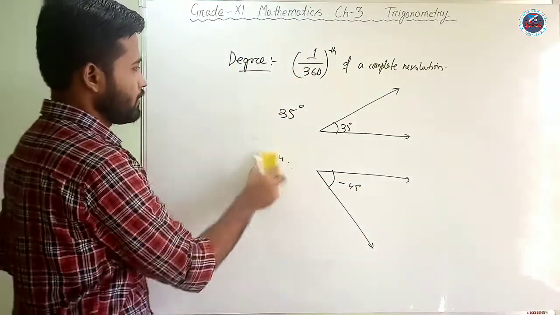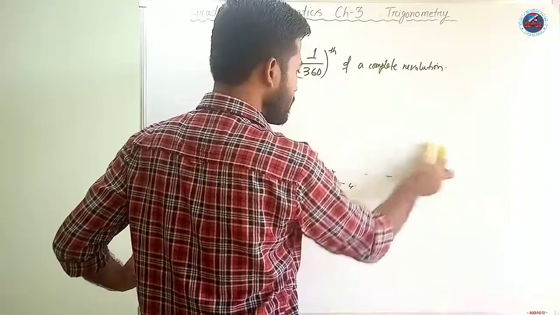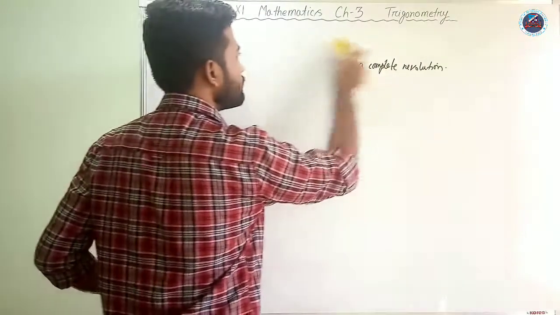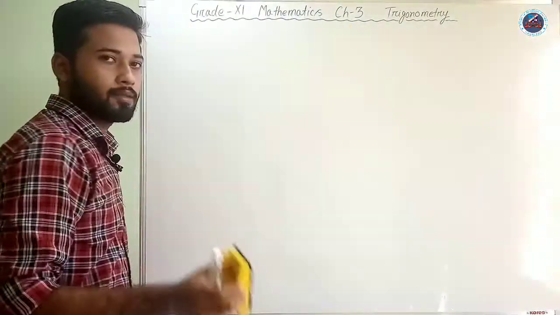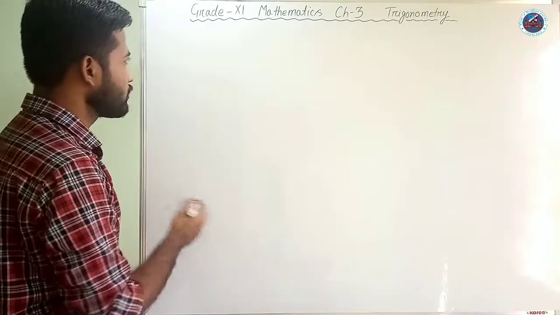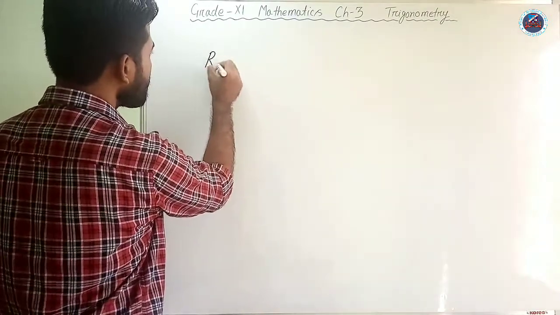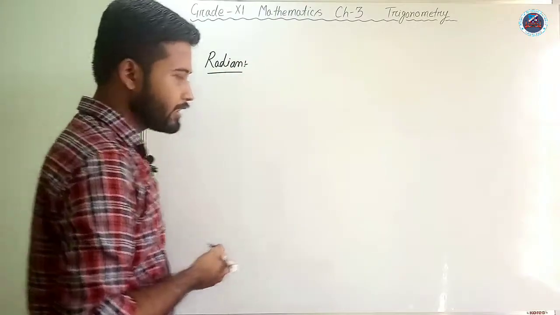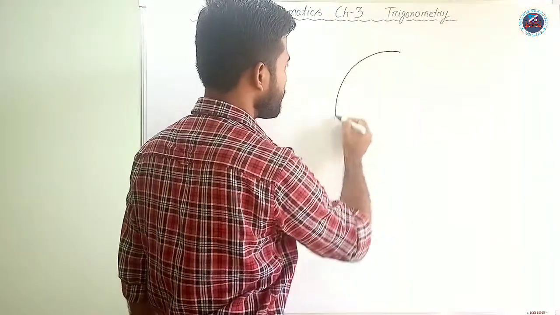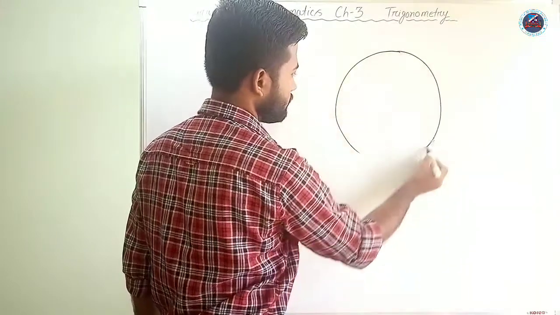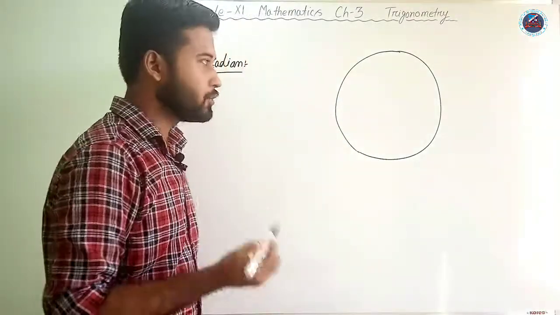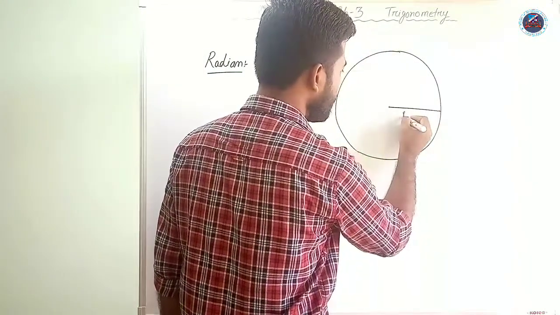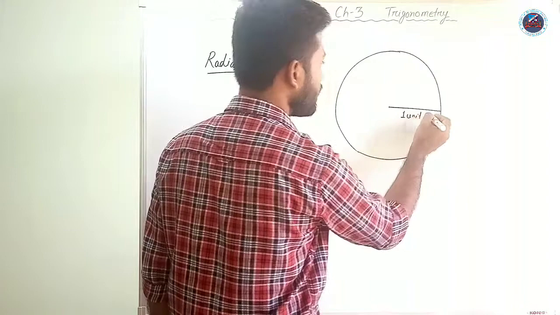Okay, so now let us see a very important concept that will be completely new for you, that is radian. Actually radian is the most standard unit to measure an angle. So what is a radian? To define a radian, we need a circle first. What kind of circle? A unit circle. So what do you mean by unit circle? Its radius must be 1 unit.